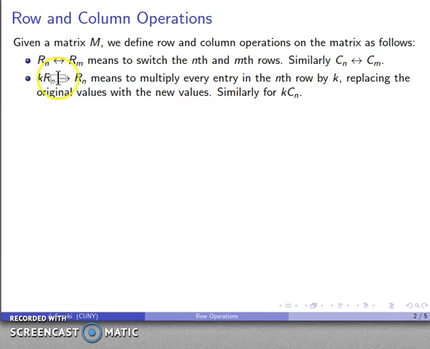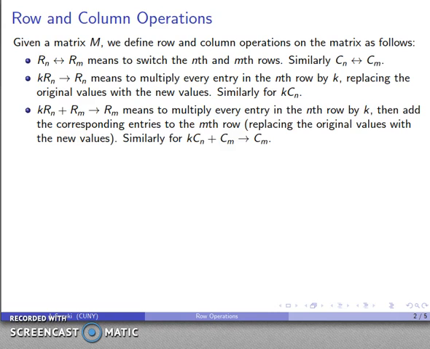Quick note here, this is a right arrow because we read from left to right, and this is fairly standard for mathematicians. If you are reading a book that's geared towards computer scientists or people in other fields, they may actually use the left arrow notation, and so they'll reverse this. They'll write kRn left arrow Rn, and it means the same thing, but the notation is not standardized.